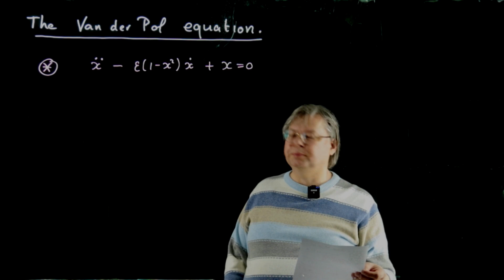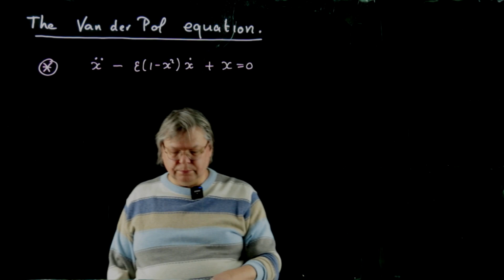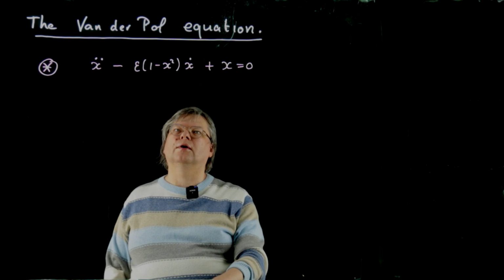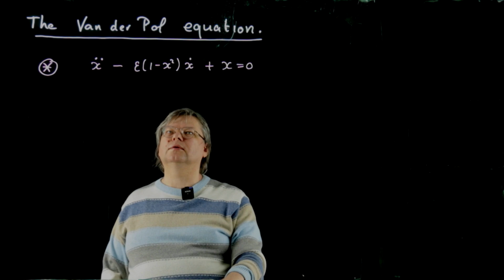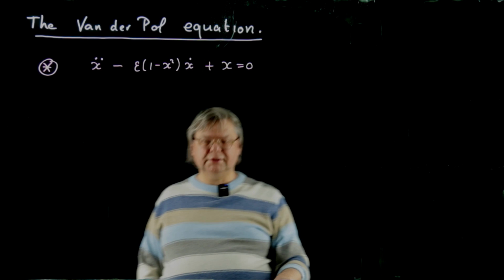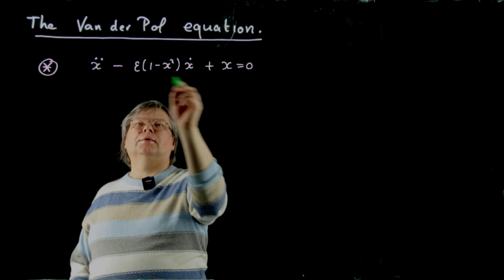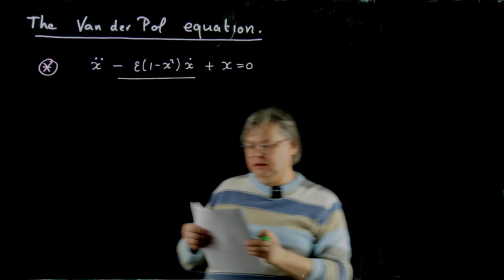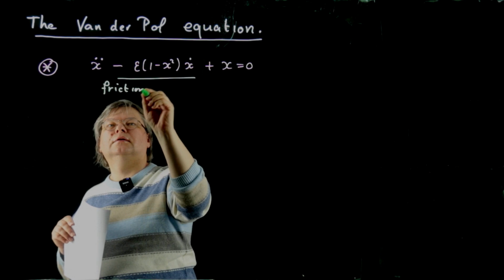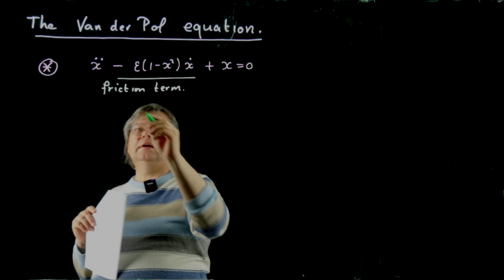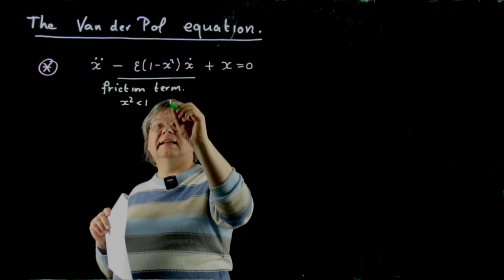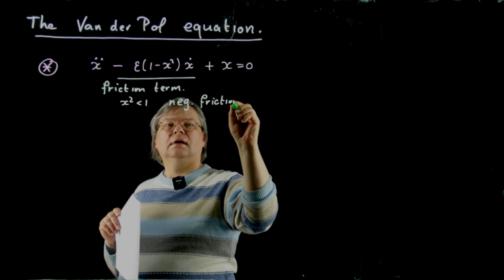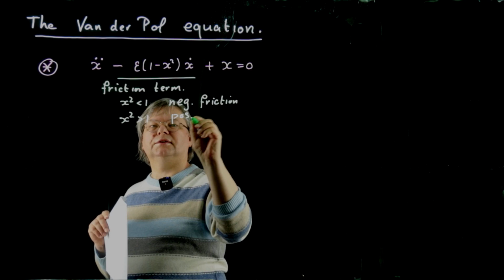Now you may recall from physics that electrical circuits give rise to oscillating behavior. So let's look at this differential equation, second order. And you might recognize the harmonic oscillator again, except that now there is this friction term over here, and this friction term takes a bit of a strange form. This is the friction term. Namely, if x squared is less than 1, then it's negative friction. Whereas if x squared is bigger than 1, then it's positive friction, and that's the type of friction that we usually see.